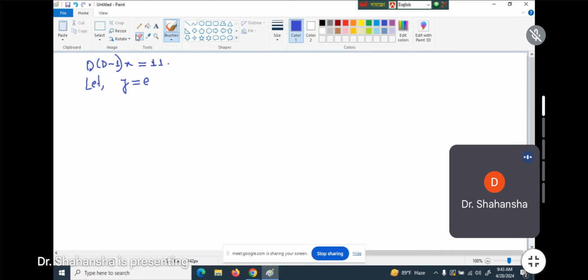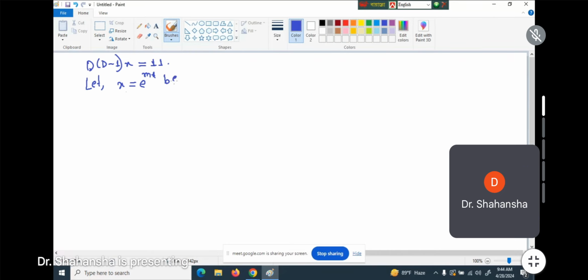What can you write? The trial solution. y equal e to the power mt. What is the dependent variable here? Sir, x. Sorry, here it is x, so x equal to e to the power mt. My dear friends, you have to check this very seriously because we convert all the operators with respect to d/dt.